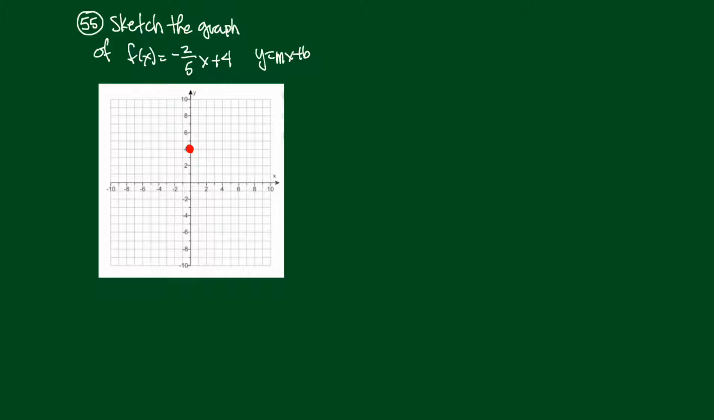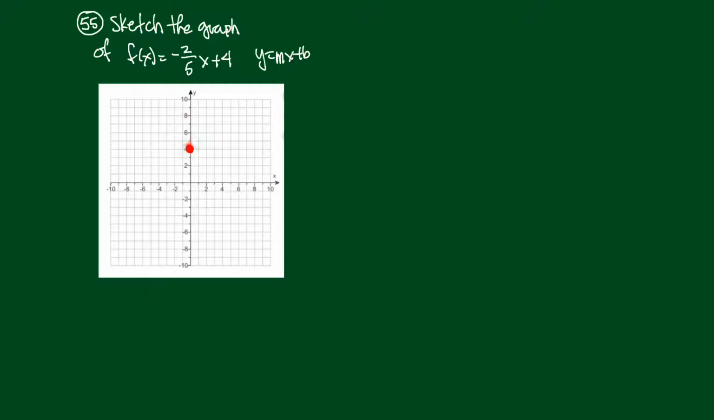And then let's use the slope to get another point. Now the slope, you remember how this goes. The bottom number tells you the change in the input, the change in the x, that's the horizontal. The top number tells you the change in the output, that's the vertical. So I always do the bottom first. It doesn't matter which way you go.